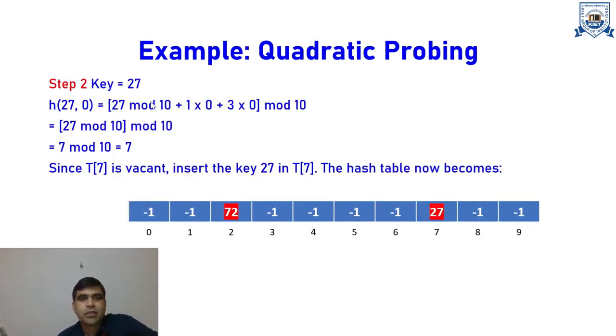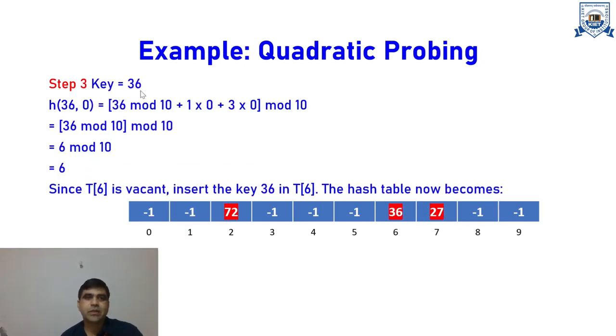Then we have 27. For 27, again we apply the same formula, right? So we'll get the location 7, and we go to location 7 in our hash table, and this index is also free, so we'll store 27 into this location. Then the next key will be 36. For 36, we apply the same formula, we'll get index 6, which is also free, so we'll store 36 here.